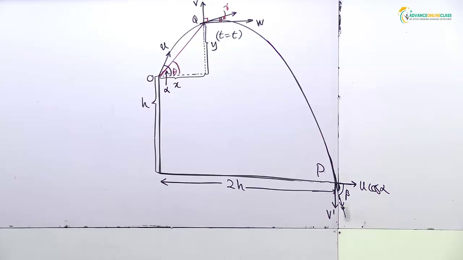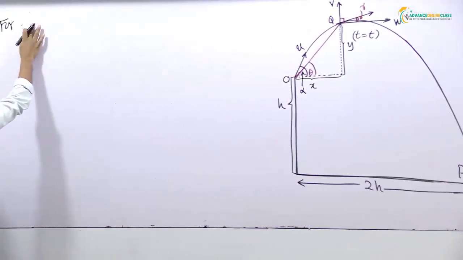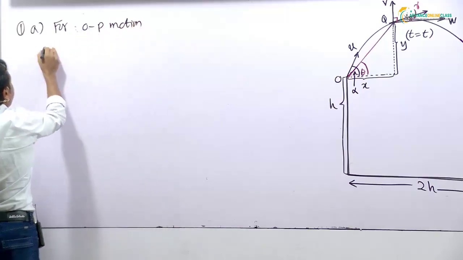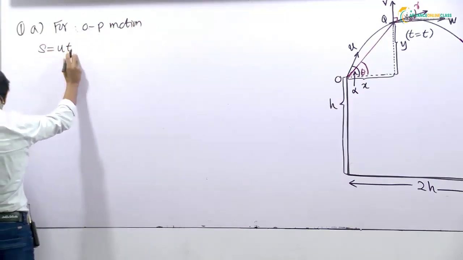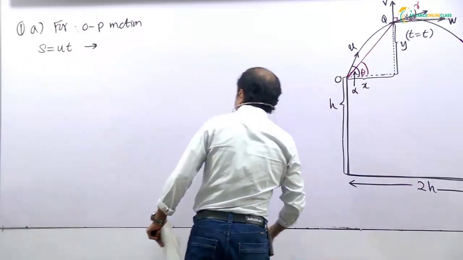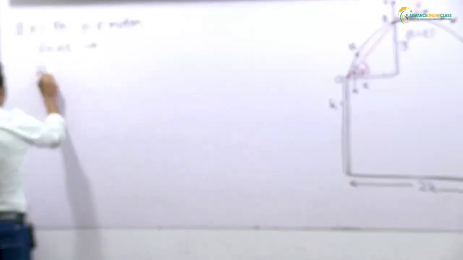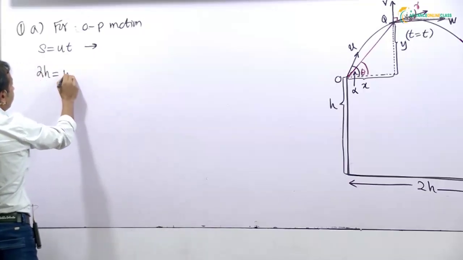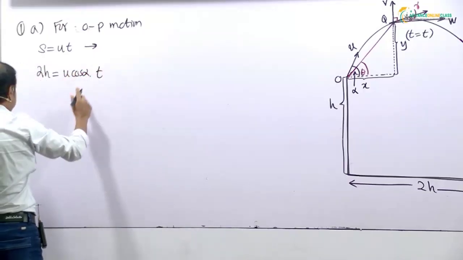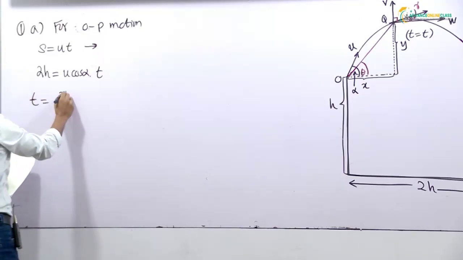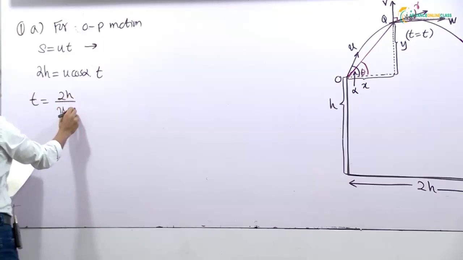Now for OP motion, we can apply S equals ut. Then the horizontal displacement is 2h, equals u cos alpha times t. So t is 2h over u cos alpha.